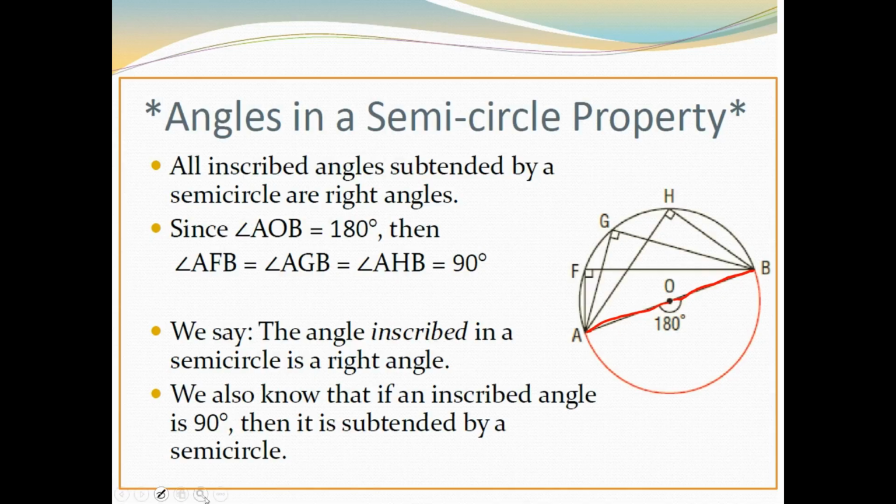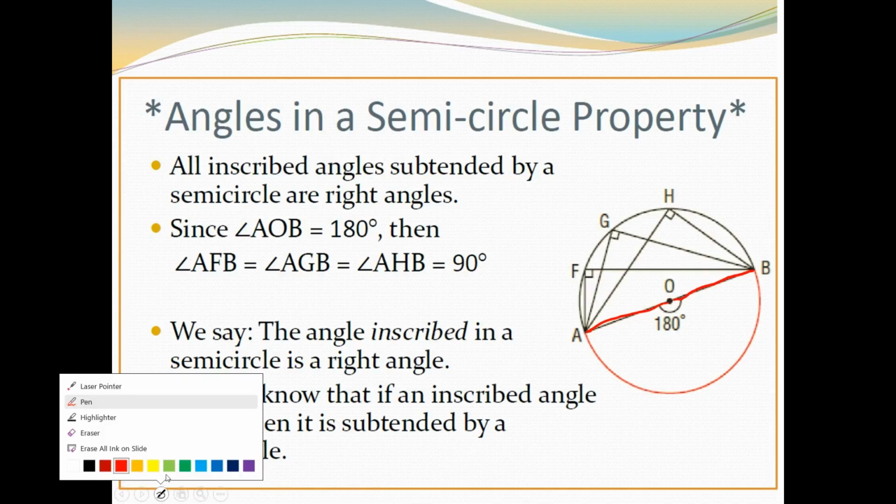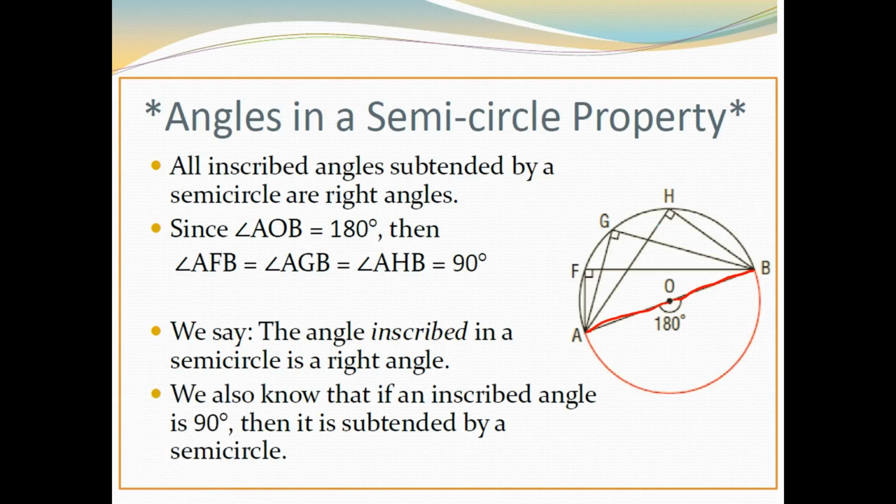Now, let's pick a triangle here. How about we go with the triangle AHB? So for A, H, and B, let's take a look here.